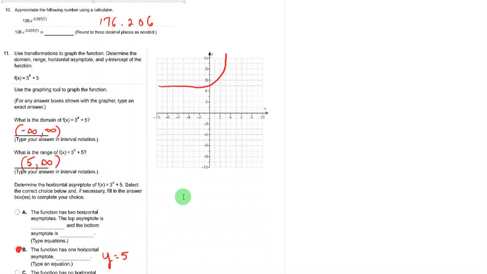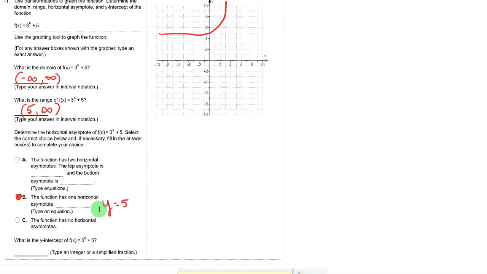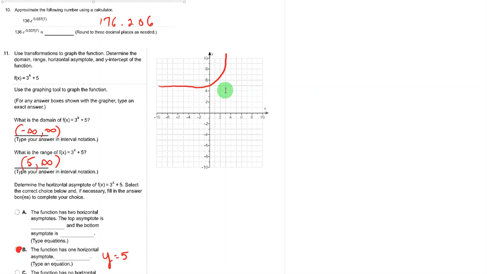Number 11, use transformations to graph the function. Determine the domain, range, and so on. So the domain of 3 to the x plus 5 is negative infinity to infinity. The range is going to be, it's popped up 5. You can see it popped up 5, and so it'll be 5 to infinity, and it says put it in interval notation. The function has one horizontal asymptote. That's going to be at y equals 5.